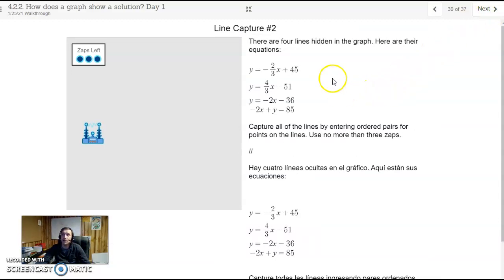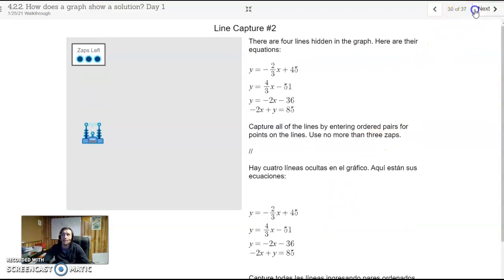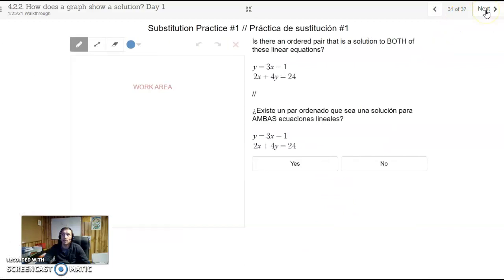All right, here we are on Line Capture number 2. Again, this is another fun one where there are 4 lines hidden here. y equals -2x + 45. What you're going to try to do is capture all the lines by entering ordered pairs for points on the line. Again, you're just going to plug those points in here. I'll let you do that one on your own.